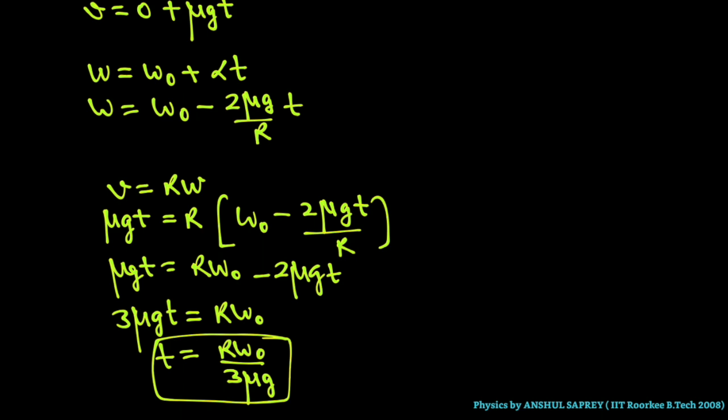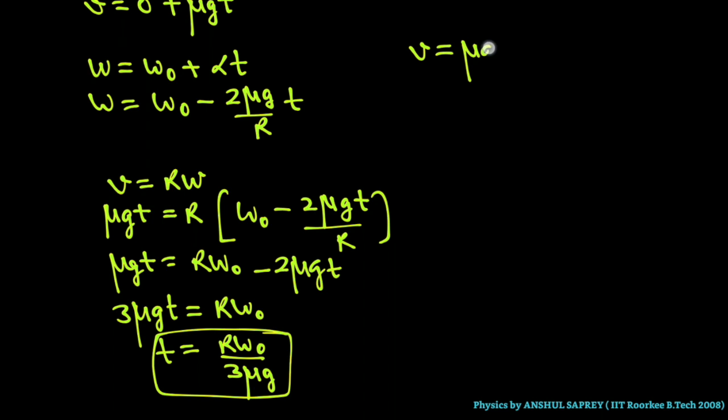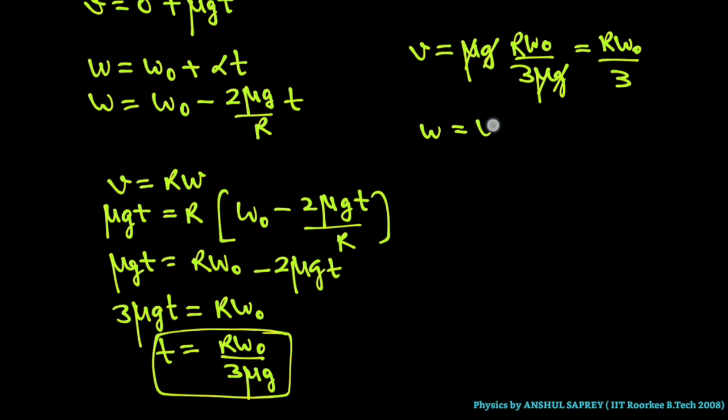So the linear velocity after sliding motion is finished: v is equal to mu g into t, which is r omega naught by 3 mu g, so r omega naught by 3. And the angular velocity after the sliding motion has stopped: omega is equal to omega naught minus 2 by r into mu g t, which is omega naught minus 2 omega naught by 3. So angular velocity is equal to omega naught by 3.